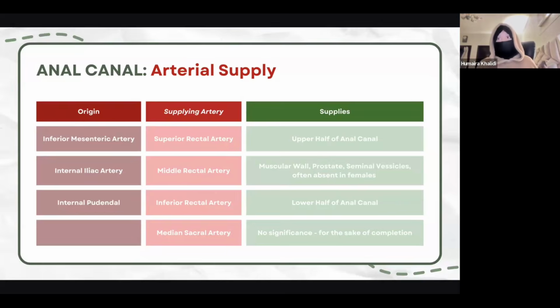Now you have the internal pudendal artery, which gives rise to the inferior rectal artery. What does the inferior rectal artery supply? Inferior, lower half of the anal canal. Median sacral artery, that was honestly never mentioned in class, to us at least. It's just on the slide. But it's just there for completion's sake.